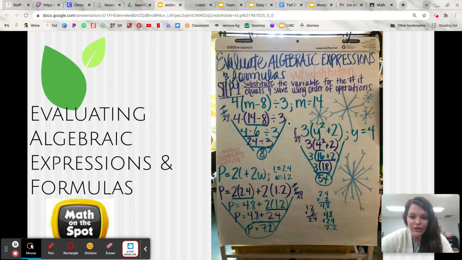Always circle your answer and draw your V or your Dorito chip or whatever you want to call that. So that's how you solve these. It's really, really easy, and it looks difficult, but you just have to remember that this little semicolon here is nothing to be scared of. It's just saying that you're going to solve this expression for the variable equaling 14.